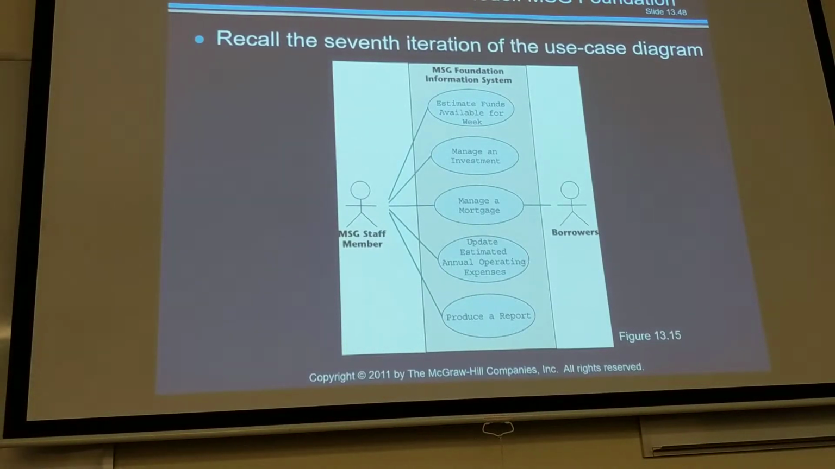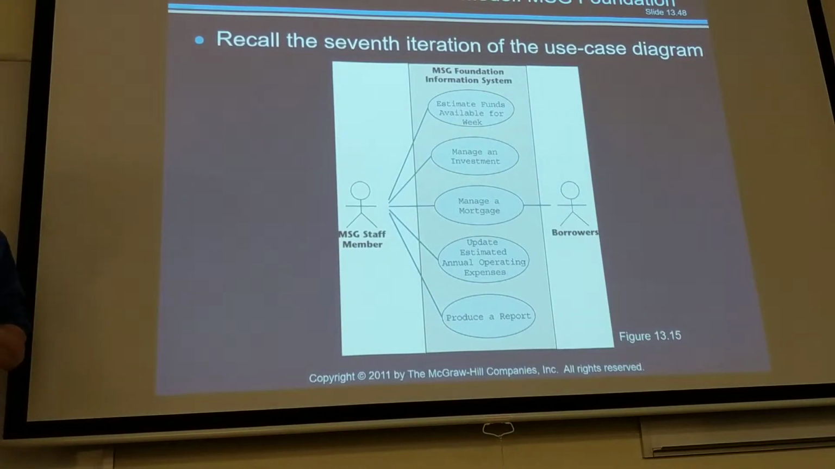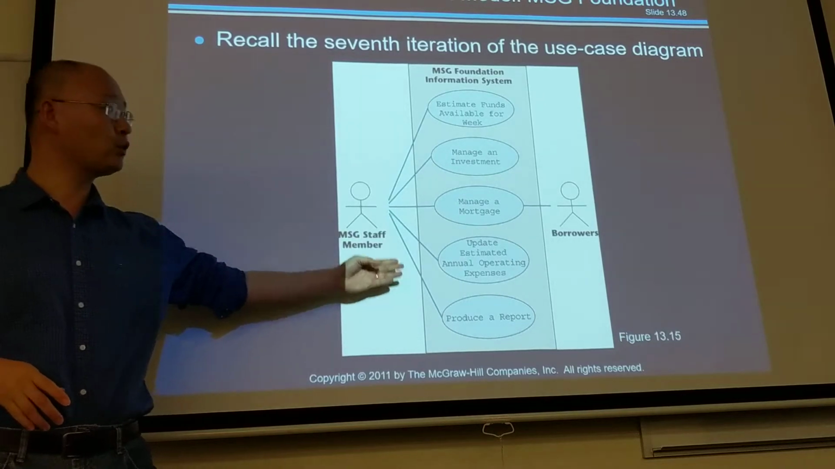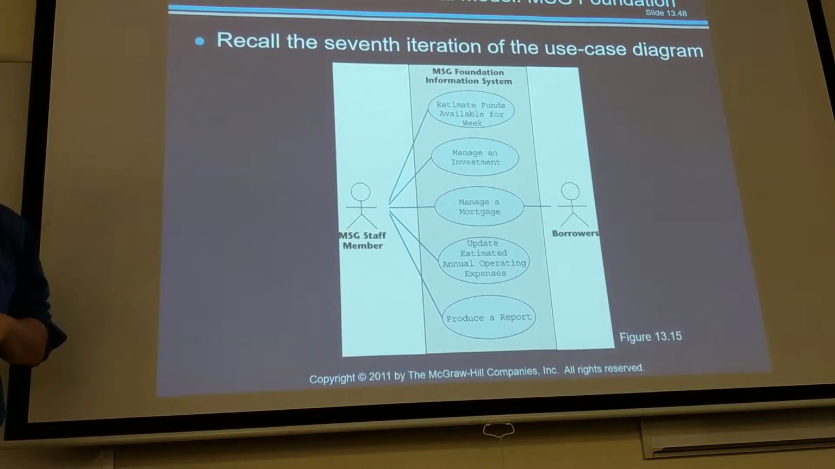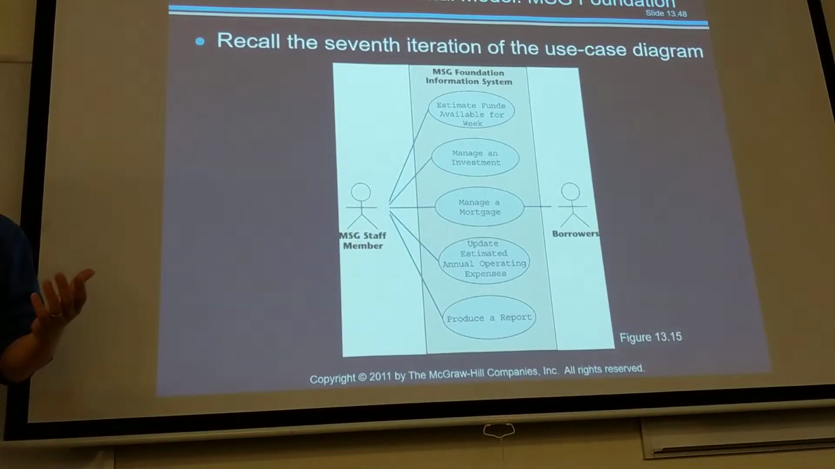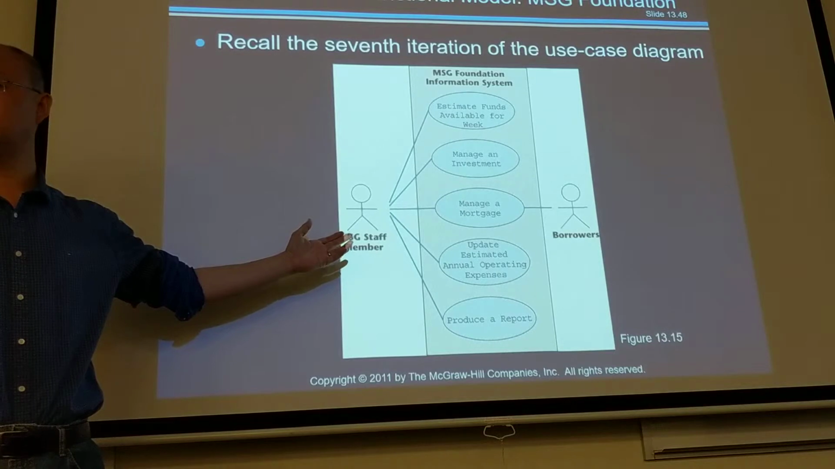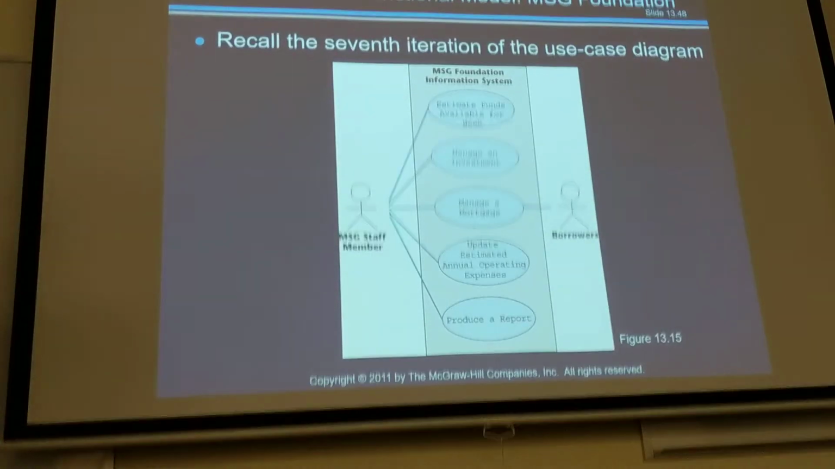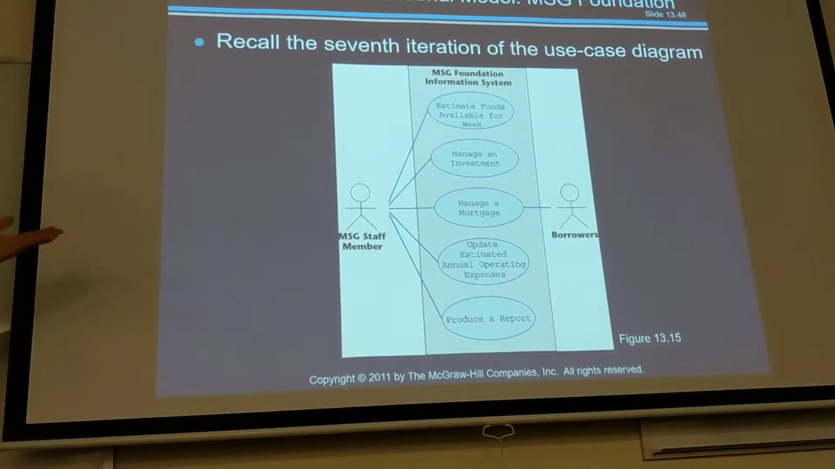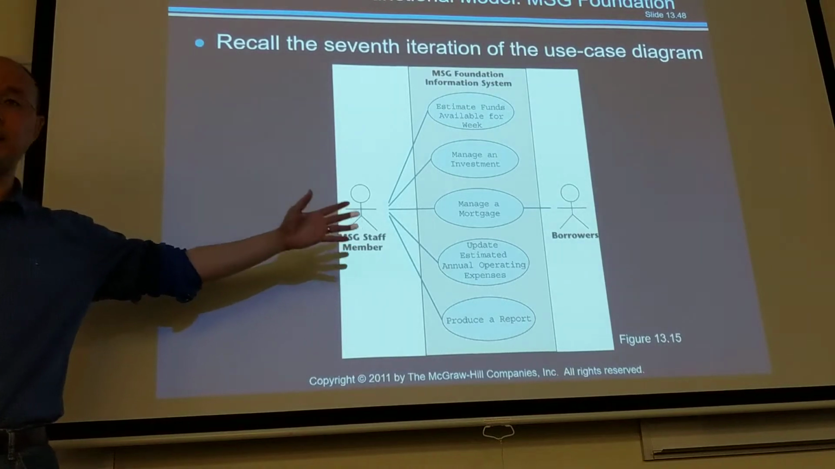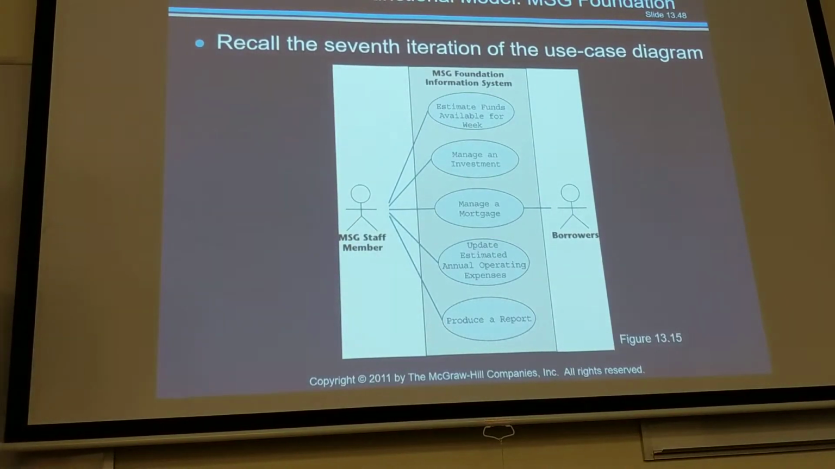So let's interpret this use case diagram again. It's actually pretty straightforward. We have the system we are trying to build, which is the MSG Foundation Information System. That's the system we are building. Then we also identify who are the users of this system. In this case, we have the staff members. We have the borrower.